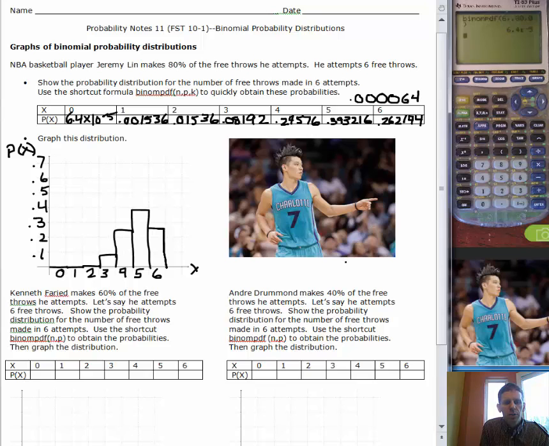Now we're going to take a look at 2 other basketball players next. We're going to look at Kenneth Faried and Drummond. We're going to take a look at what their probability distributions look like and their graphs as well. So following the same instructions we used for Jeremy Lin at 80%, we're going to use a similar idea for Kenneth Faried at 60% and Drummond at 40%. Fill out the diagrams here, draw the graphs, and we'll compare and contrast the graphs in just a moment.